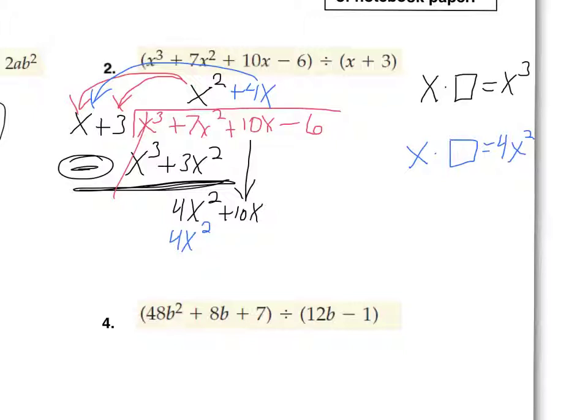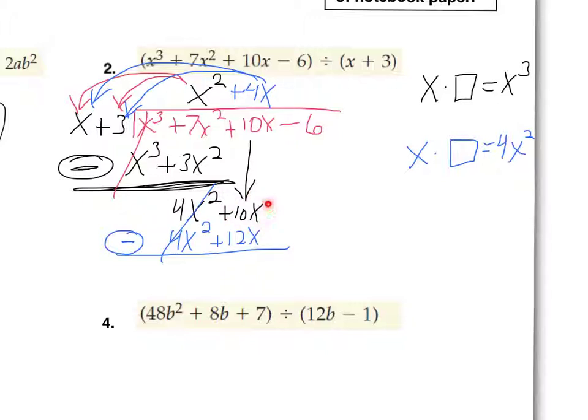But then you also need to do 4x times 3. So 4x times 3 is 12x, positive 12x. And again, we're going to subtract at this point. Of course, the 4x squareds just subtract each other away. But then be careful here.